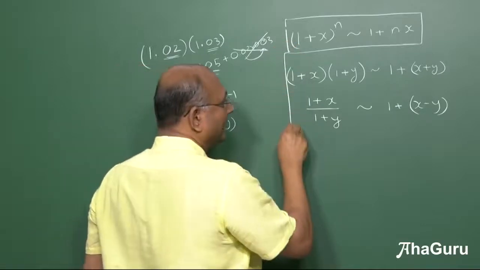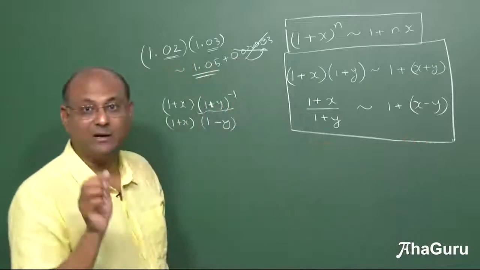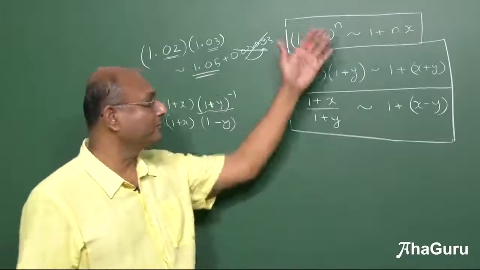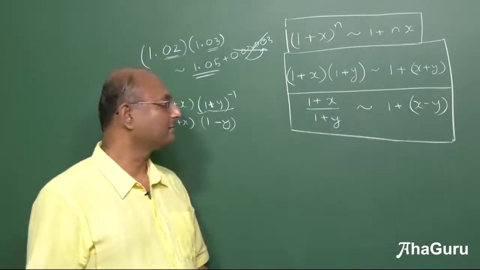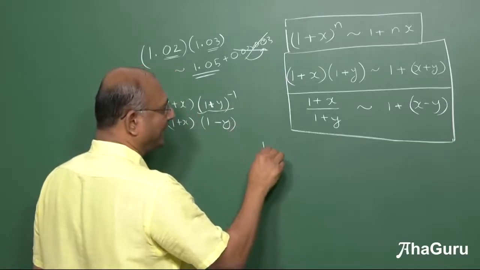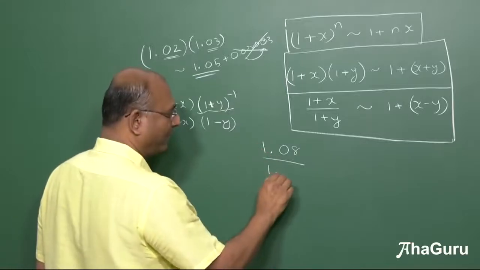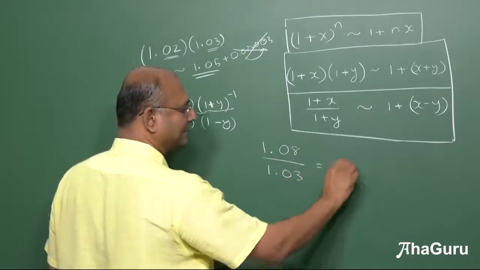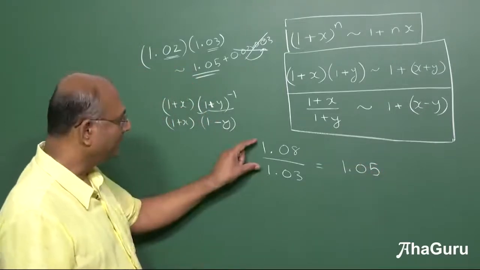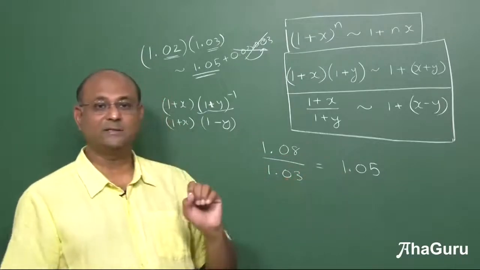These three are super useful, super important formulas, much more than what you are learning now for errors. Right? You're going to use this in mathematics, you're going to use this everywhere. So please do remember these. Okay, now let us take an example. So for example, if I had 1.08 by 1.03, the answer is 1.05. 1 plus 0.08 minus 0.03, 0.05.